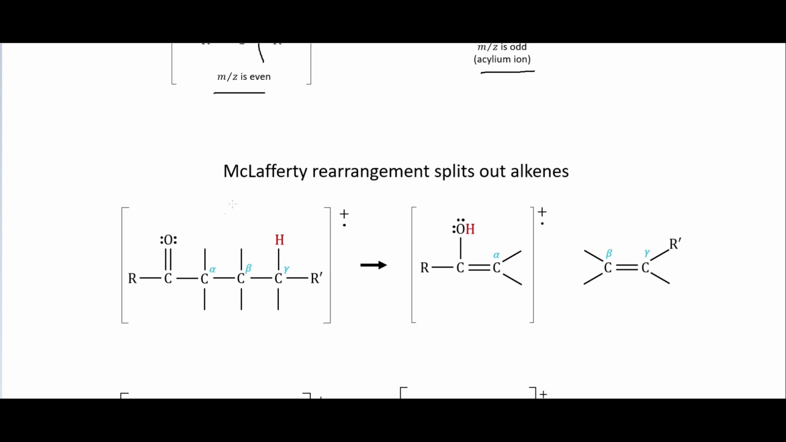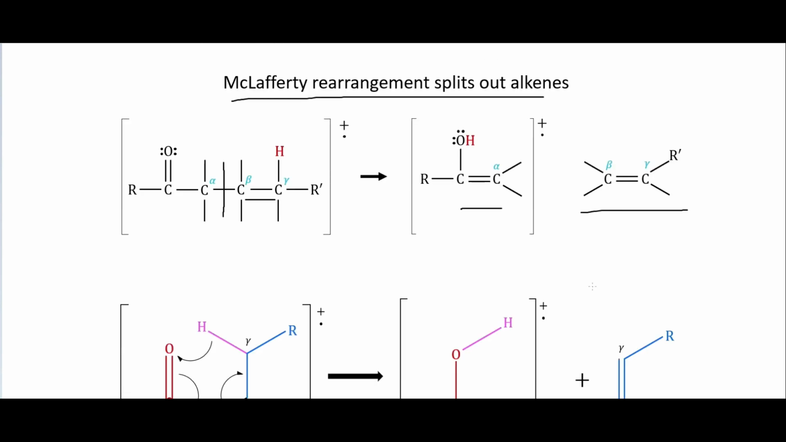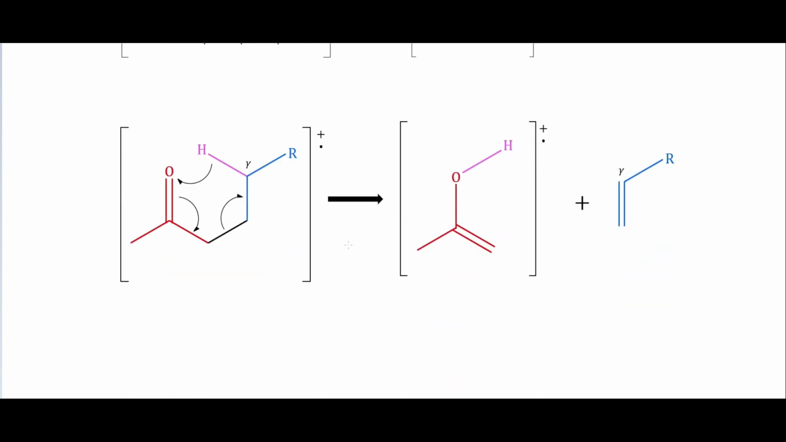But there is also another type of fragmentation that we can get when we have a carbonyl on here. And so this is what's called the McLafferty rearrangement, and this splits out alkenes. So this alkene here and this alkene right here. And so we are breaking it off here at the alpha carbon. So we're breaking it off right there, and these will become the alkene right there. And so the mechanism for this looks like this. And I've seen other mechanisms for this, but this is probably the easiest way to think about it.